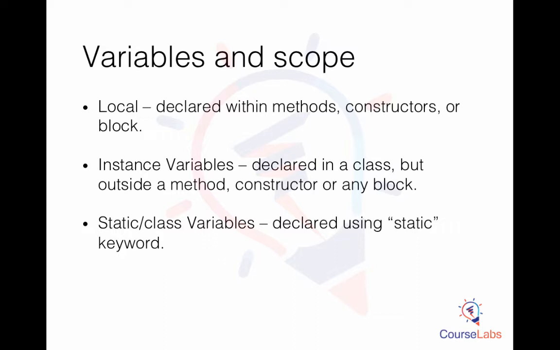Instance variables are typically declared within a class but outside a method. Any method that is defined within a class can access these variables because the scope is specific to the class rather than specific to a block or a method. And the last type is static variables or class variables. When you declare a variable using the keyword static, this variable becomes a static variable. Let's discuss more about these types of variables using some programs.